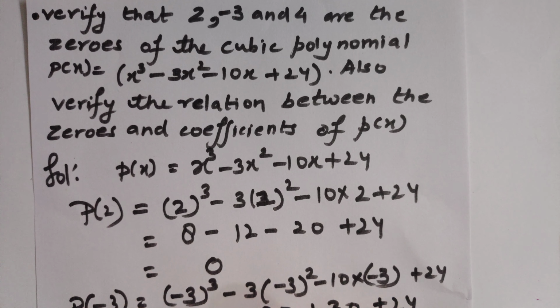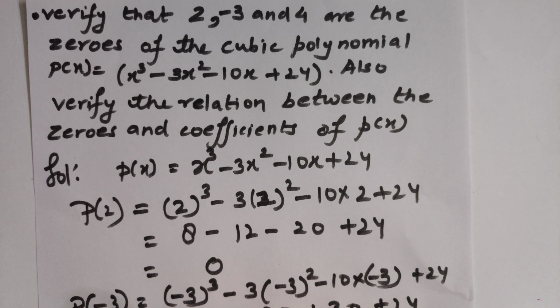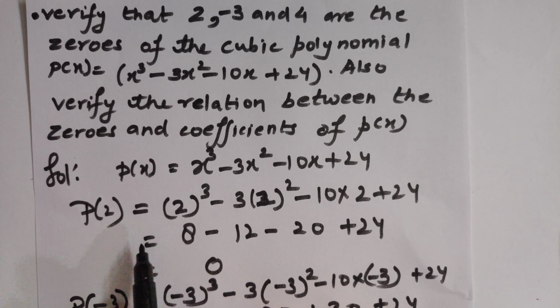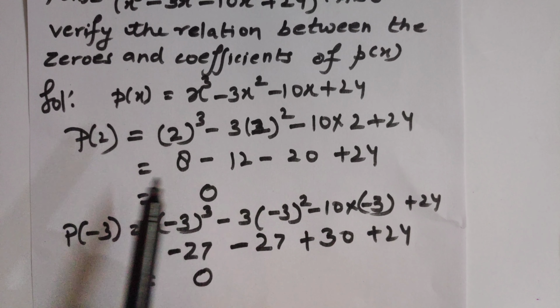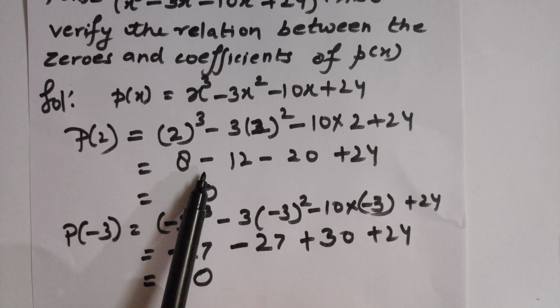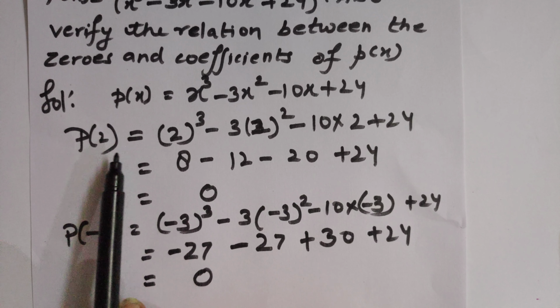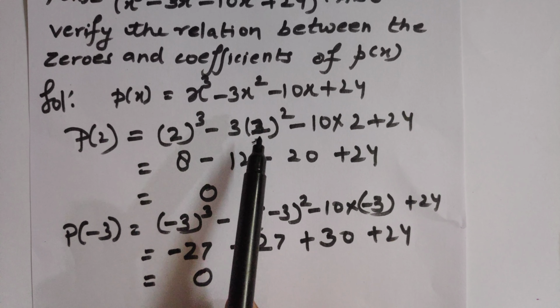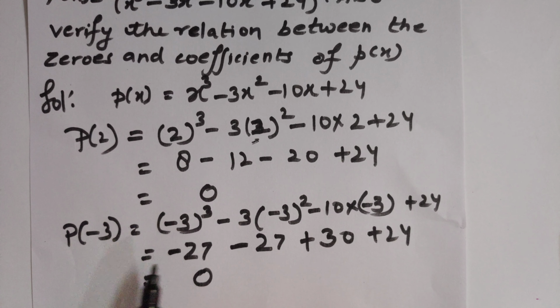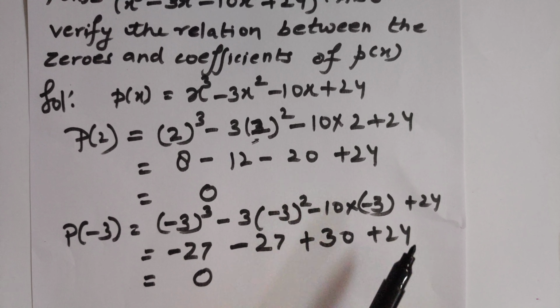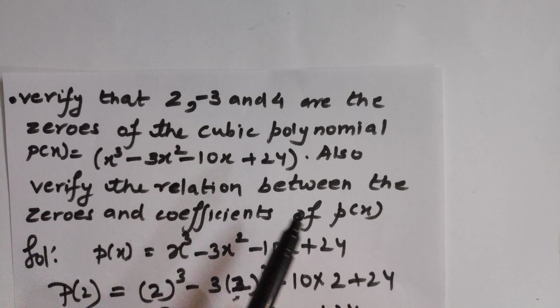So we have 30 plus 24, that is 54, and 27 plus 27, that is also equal to 54, so -54 plus 54 is equal to 0. So we have verified here that p(-3) is also equal to 0. It means 2 is a zero of this cubic polynomial, and -3 is also a zero of the given cubic polynomial. Now we have to find out for the 4.